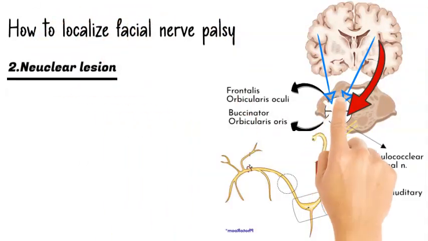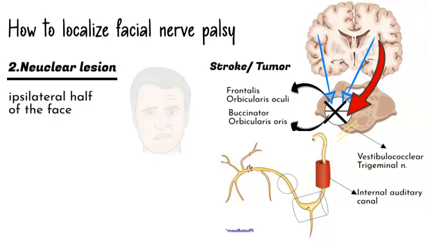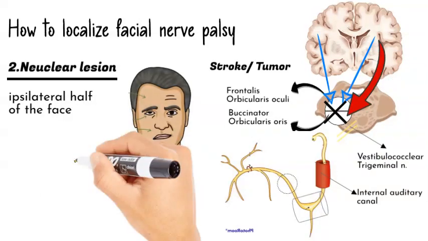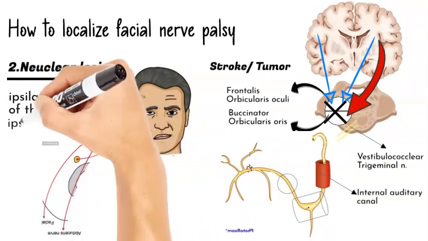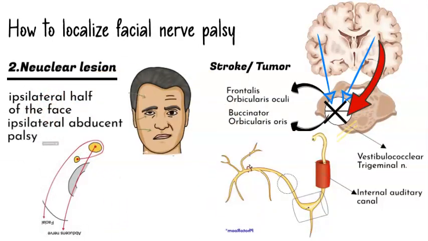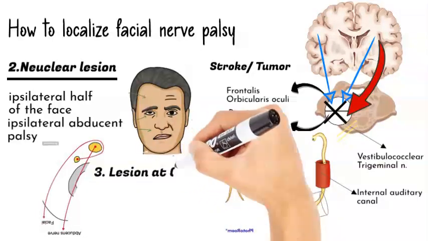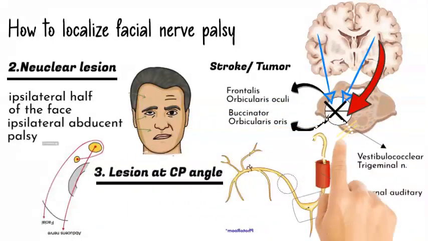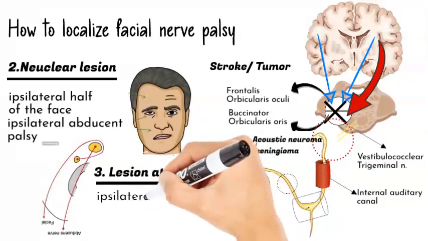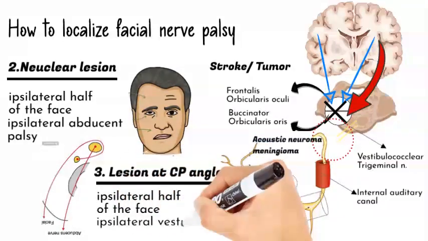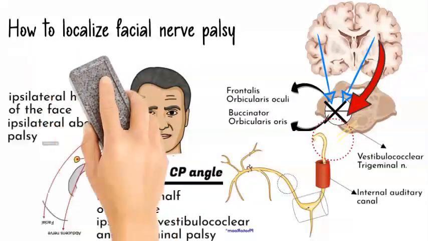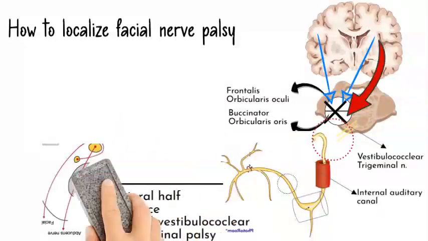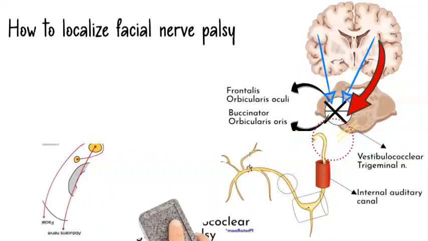Second, with a nuclear lesion, there will be paralysis of the ipsilateral half of the face, also called lower motor neuron facial palsy. And because the facial nerve makes a loop around the abducent nucleus, there will be an ipsilateral abducent nerve palsy as well. The third possibility is a lesion at the cerebellopontine angle. Here, there will be an ipsilateral lower motor neuron facial palsy plus ipsilateral vestibulocochlear and possibly trigeminal nerve palsy, since these three nerves are close together.